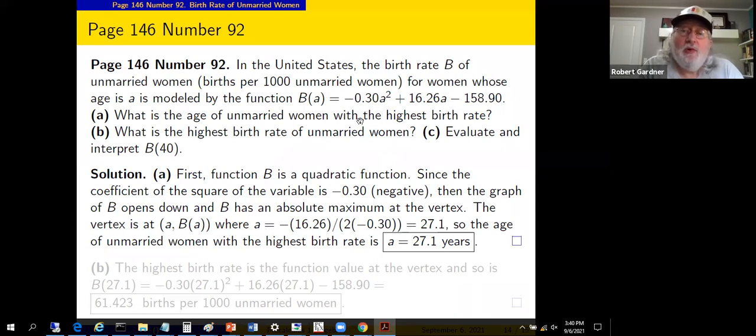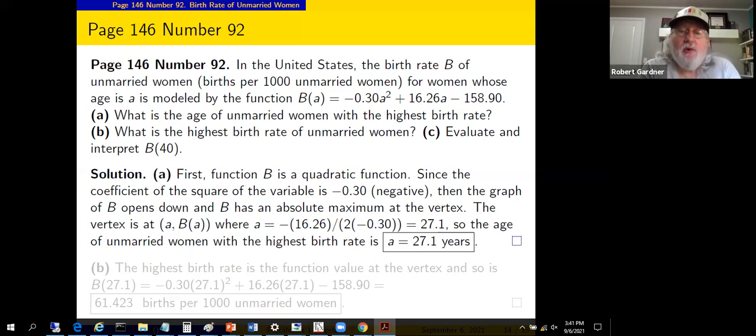If we had used X for the variable, this would be A, -0.30. This would be B, 16.26. By the way, that would be C. With that in mind, we get negative 16.26, the thing playing the role of B, divided by 2 times the leading coefficient, negative 0.30. Do the arithmetic there, and it comes out as 27.1. So the age of unmarried women with the highest birth rate is 27.1 years, according to this model. There's where the maximum occurs.